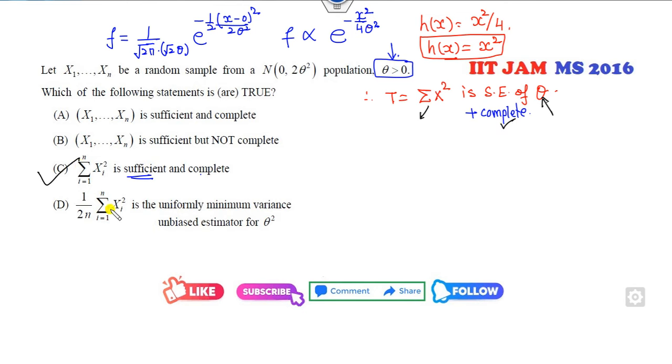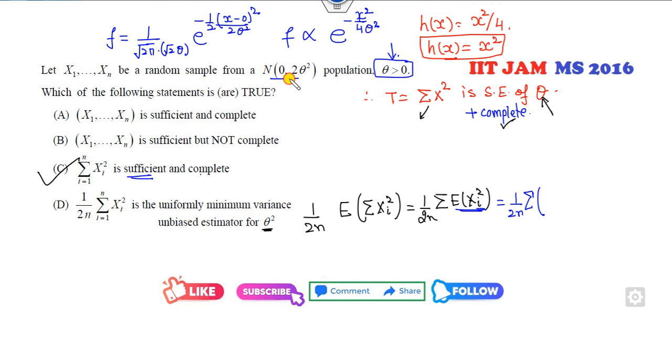Now this is the UMVUE of theta square. So how can you find it? I can find the expected value of this. 1 over 2n is outside, summation of xi square. Summation is again outside, it will be the expected value of xi square. How can you find the expected value of xi square? I can use the variance. So the variance is 2 theta square plus E of x whole square. So what is the right answer? It's 2n theta square over 2n, so theta square. Yes, so this is also the correct answer.